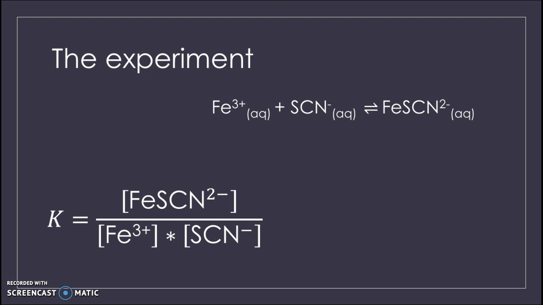The first thing we did in the experiment was making our equilibrium mixture. The mixture consisted of iron 3 nitrate and potassium thiocyanate. The iron 3 ions is a yellow solution, while the thiocyanate is a colorless solution. But when we mixed the two solutions, it produced iron 3 thiocyanate, which is a red solution. The rate of the reaction was very fast because it didn't take long for us to see the color change. The solution was then poured into 6 test tubes.